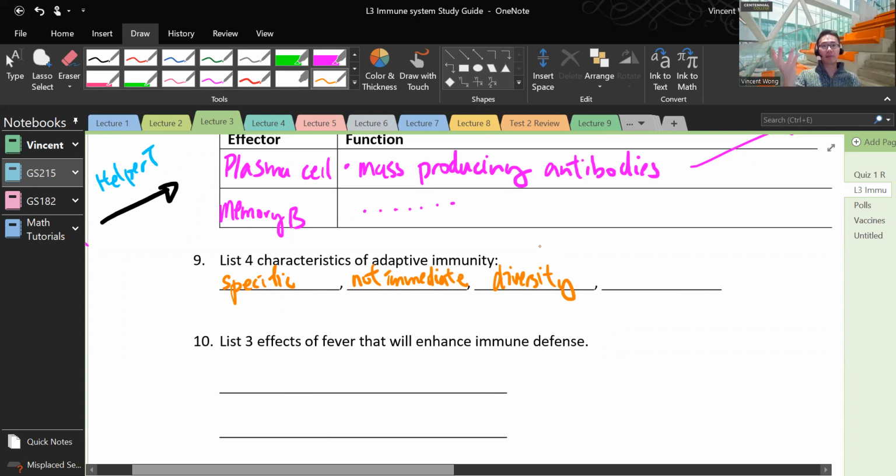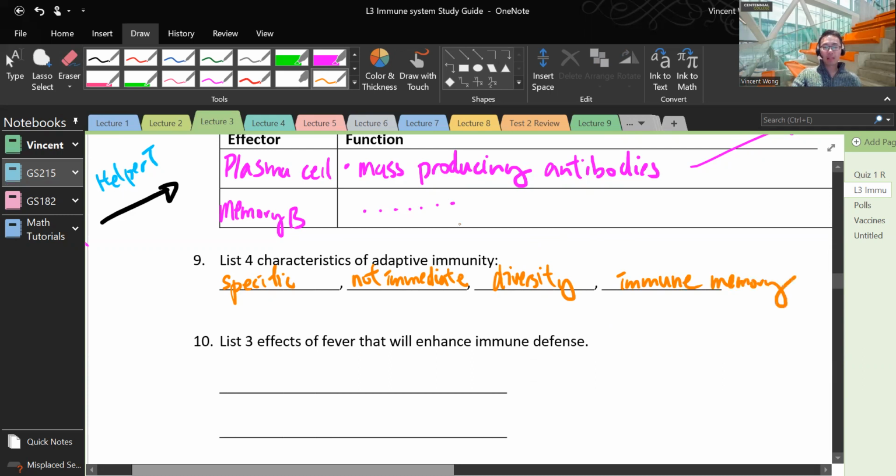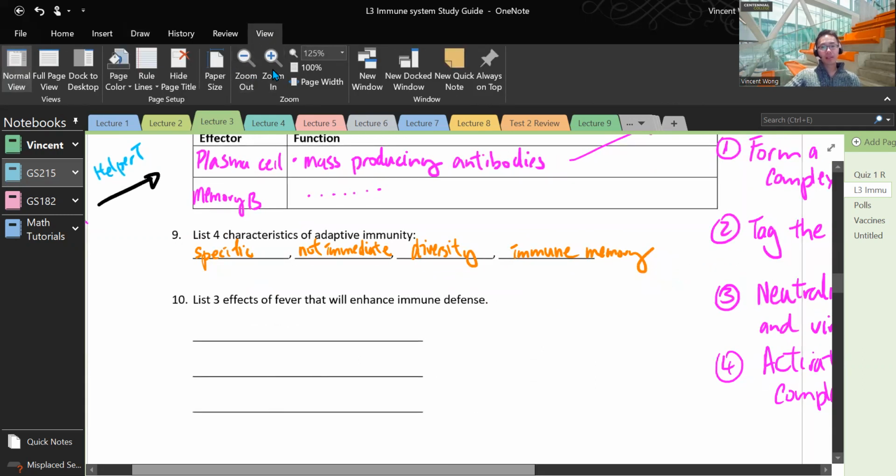Okay, they have receptors that would recognize certain antigens in peanut, and they have nut allergies. Okay, and that creates anaphylactic shock, right? Very severe systemic inflammation. Okay, so sometimes it's the wrong kind of reaction. And finally, it has immune memory. Immune memory. Okay.